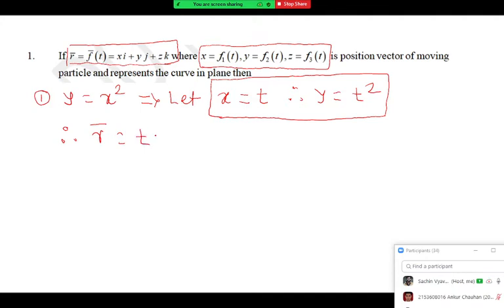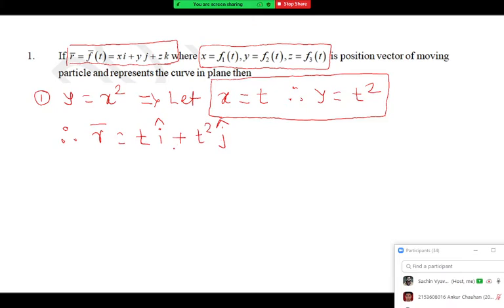Is it t i? You can write i or i cap, both are okay because ijk can also be used as a standard notation. So t i cap plus t square j cap, only that much. 0 k cap, there is no need to write it. So that is the vector equation of a parabola.